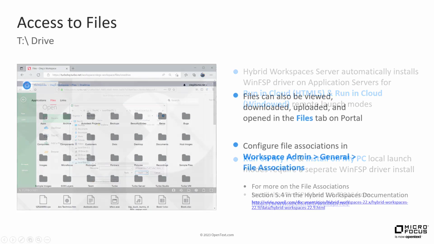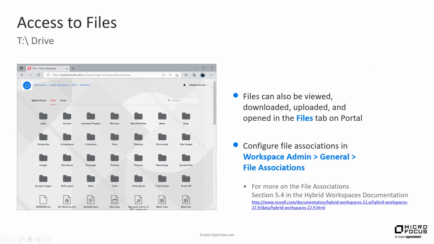Now, another nice thing, if you are using the cloud storage integration, you can also view, download, upload, and open files using the Files tab on the portal. You can configure the file associations using the Workspace administration portal under General, File Associations. So if I were to hook up this XLSX file extension with Microsoft Excel, I can actually left-click on it, and it will run using the default launch mode. So that can be run in cloud or run on my PC with the Excel application.